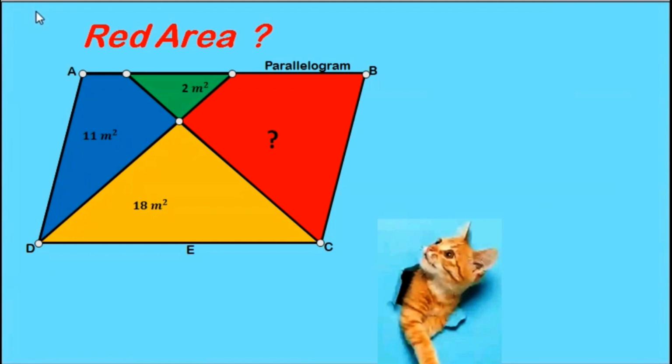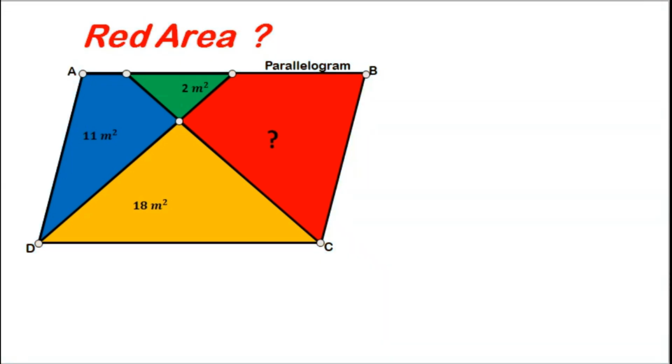How do we determine the red area of this radical geometry problem? So if we transfer this into the whiteboard, how do we determine the red area given this to be a parallelogram? For you to get the area of a parallelogram, it is the height times the base.